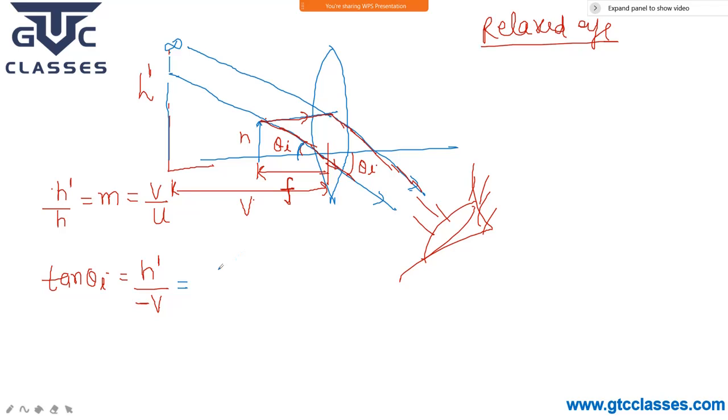So what has happened? Now we will find h dash. How much will h dash be? It will be h times v into u, and the minus v is already there. v and v cancel. So finally what we got is minus h upon u. So tan theta is minus h upon u.